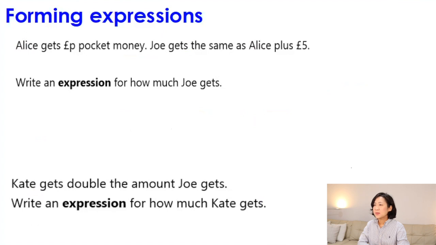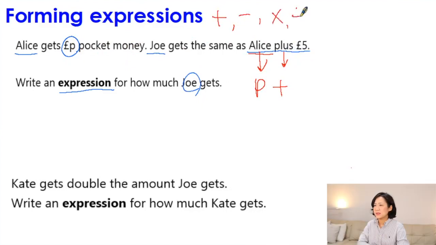Now, forming expressions is a key skill for solving algebra word problems. Have a look at this together. So you've got Alice gets P pocket money. Now what you need to do is think about your unknown value, the variable. So here, the money that Alice has got is P, right? Then Joe gets the same as Alice plus 5. This is our keyword that we need to write down the expression for Joe. The expression can be P plus 5.